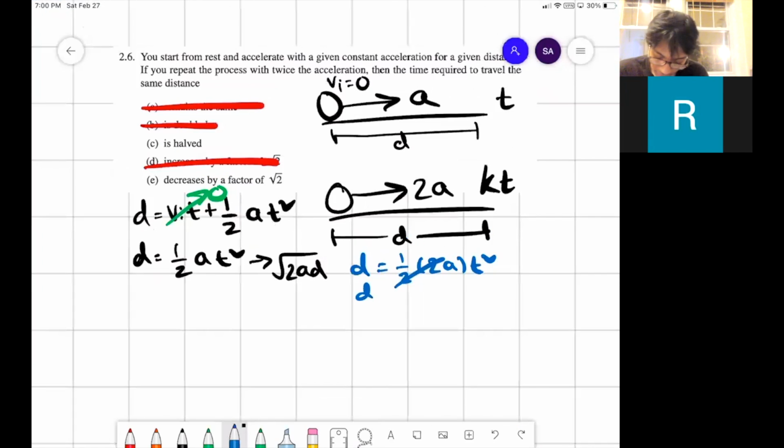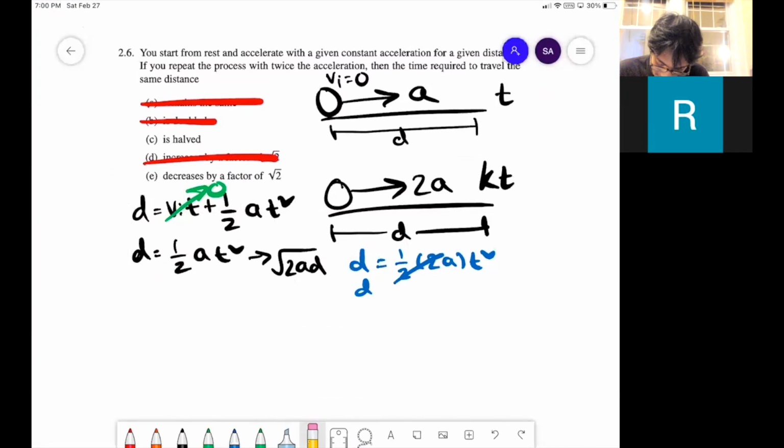Right. So what's my distance going to be? Well, my distance is going to equal a t squared. So my time is going to be d over a. Root that. That's my time.